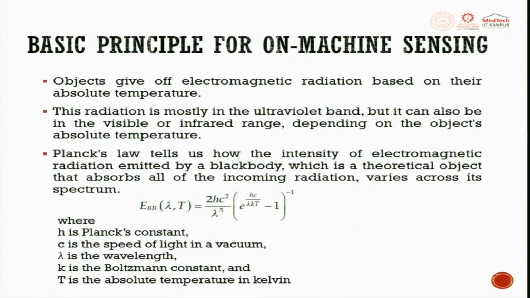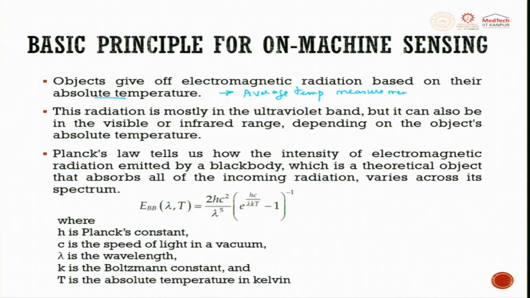Objects give off electromagnetic radiation based on their absolute temperature. We are trying to hit at IR based sensors. So you will try to have a red display for hot, blue for lesser, whatever it is you can try to have. But whatever you have here is going to be an average temperature measurement.